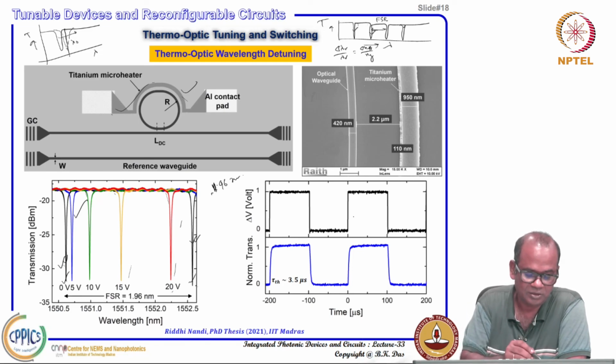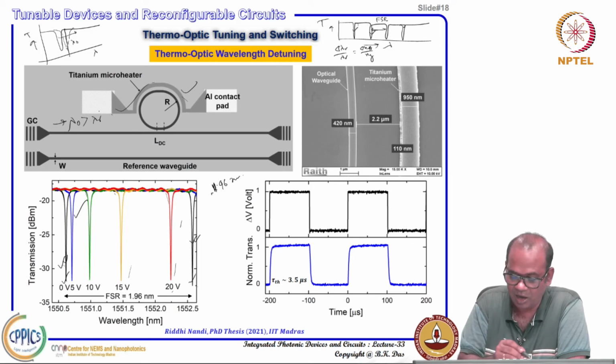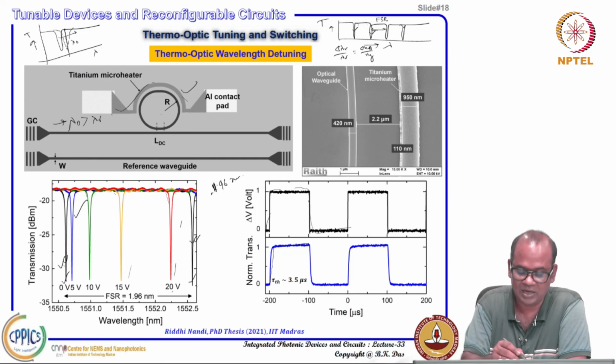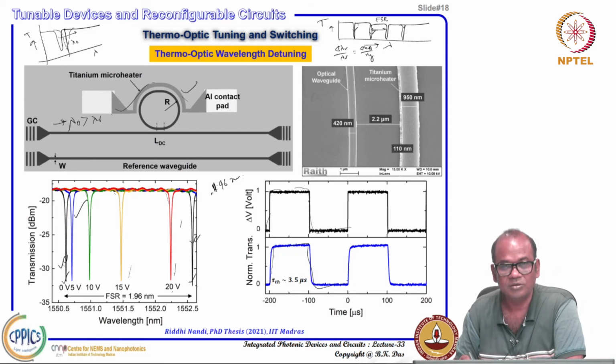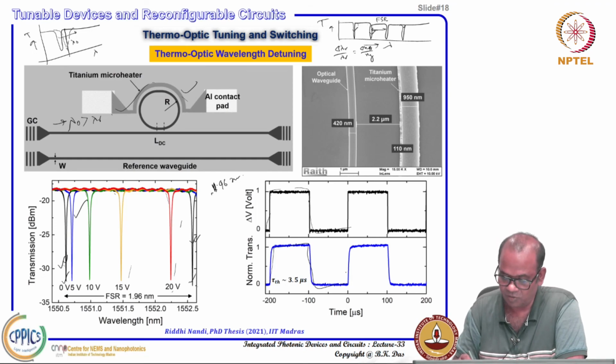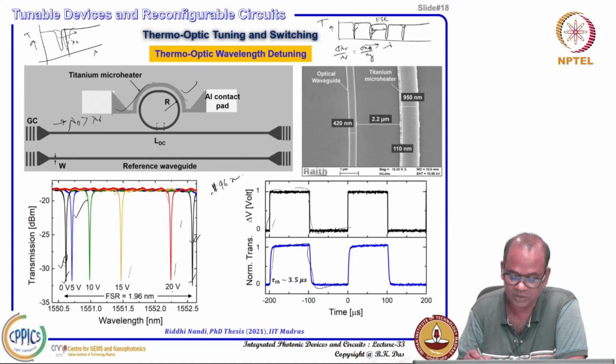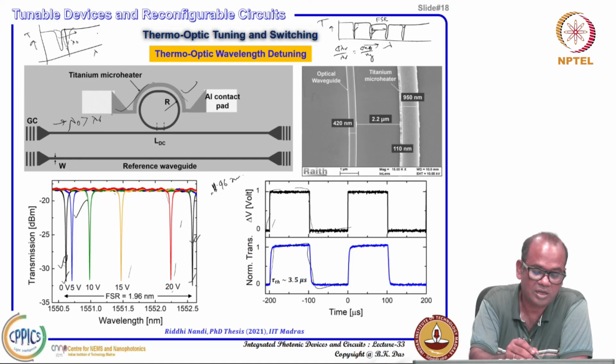For a given operating wavelength lambda, for example, lambda operating is greater than lambda r, a certain resonance. Now you see whenever the voltage is high, your transmission is high. Now, when the voltage is lower, that means the heating current is lower, and transmission drops. Okay. So again, that way you can tune.